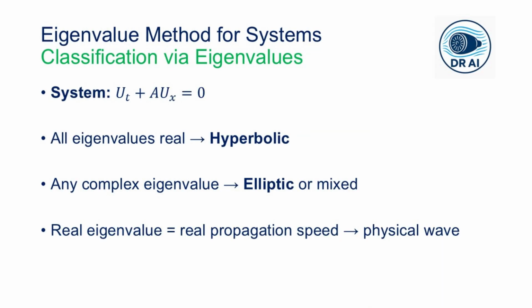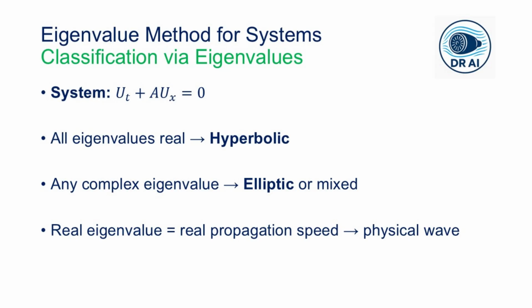Now, besides the discriminant, we can classify the systems using eigenvalues. For a first order system, partial u by partial t plus A partial u by partial x equals 0, we examine the eigenvalues of the matrix A. If all the eigenvalues are real, the system is hyperbolic. If any eigenvalue is complex, it is elliptic, or of mixed type if real and complex eigenvalues appear together.